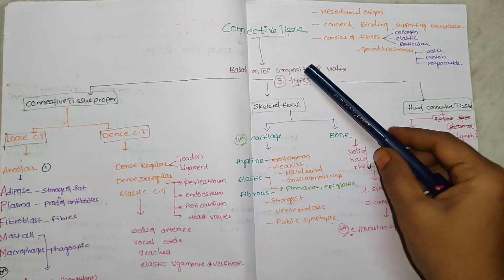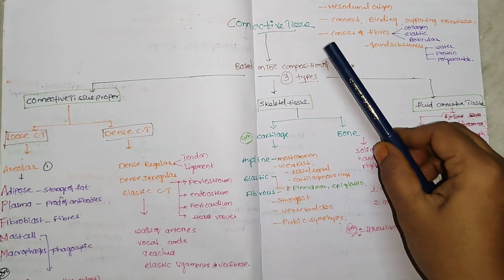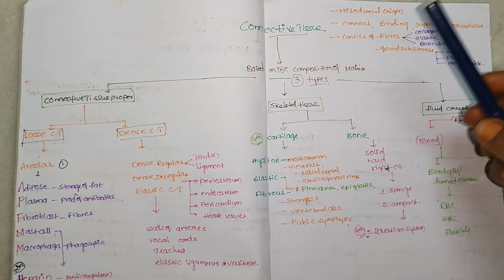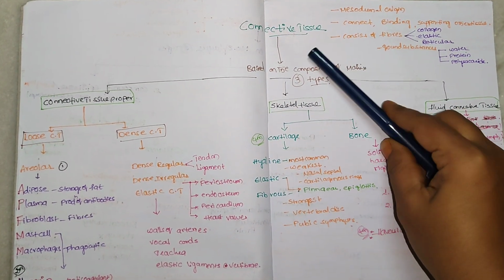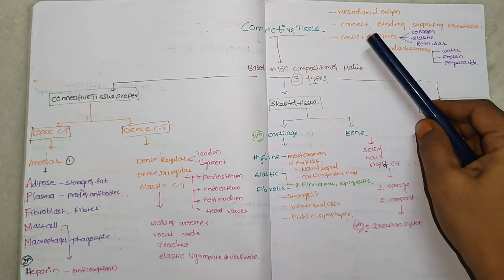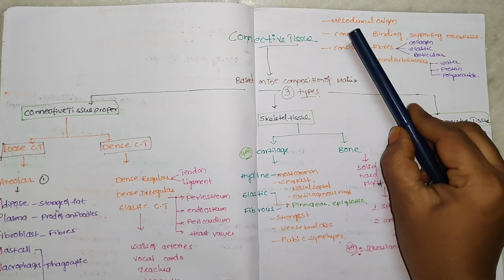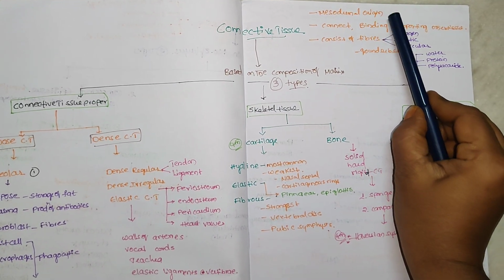Hello everyone. The topic is connective tissue. In animal tissue, mainly four types of tissues are there: epithelial tissue, connective tissue, muscular tissue, neural tissue. So today, connective tissue. The connective tissue originates from the mesodermal germ layer.